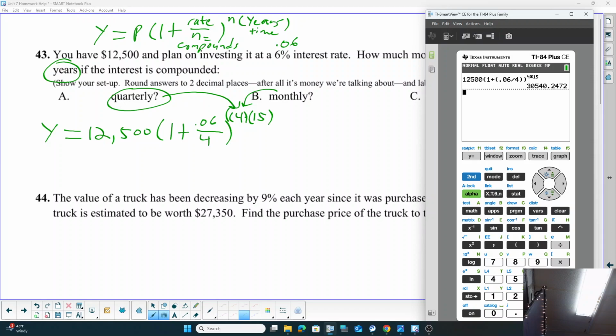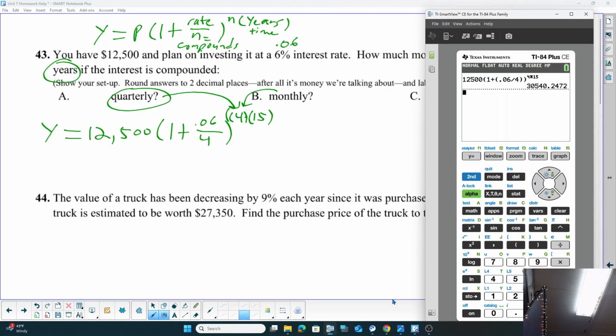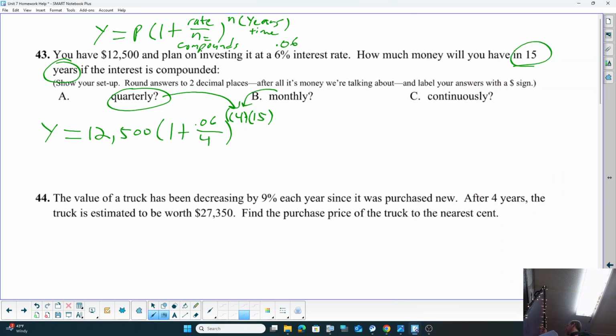And so, 12,500 after 15 years at a 6% interest rate, compounded 4 times a year, is going to give us 30,540. But let me double check just in case. All right, that was right. I just wanted to make sure our calculator was doing it right there. So we got 30,540.25 if you round to the nearest 2 decimal places.